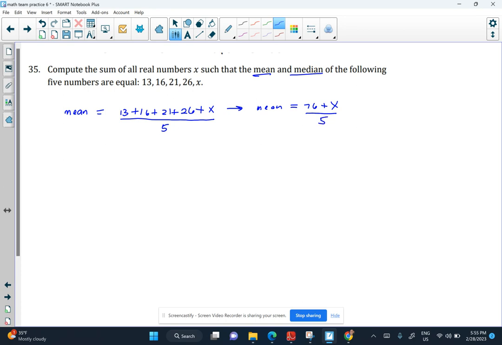What else do I know? Well, I know that the median has to be somewhere between 16 and 21 when the data is sorted. So the smallest value it can be is 16, less than or equal to. And the largest value it could be is 21, right?